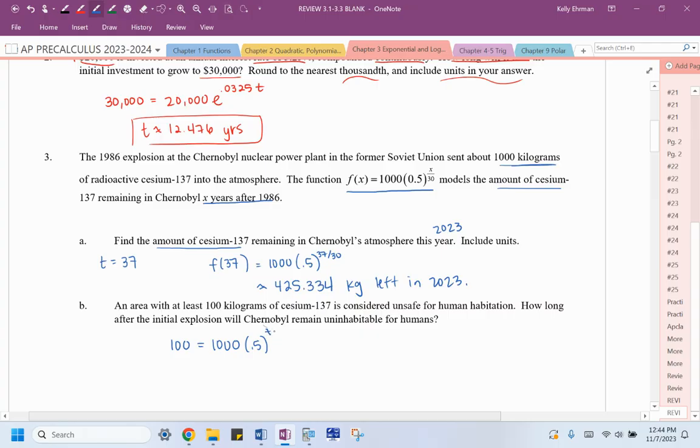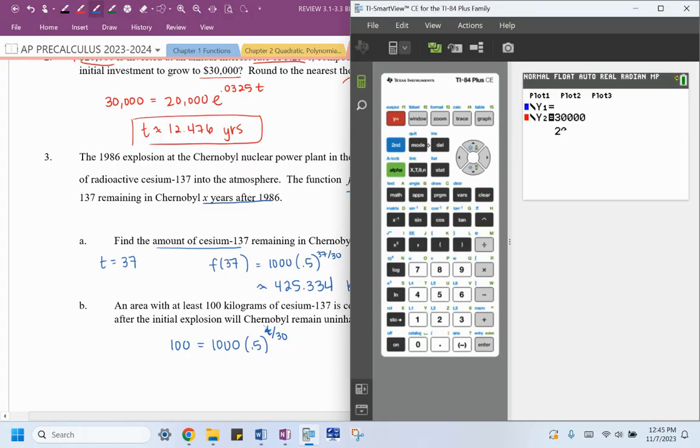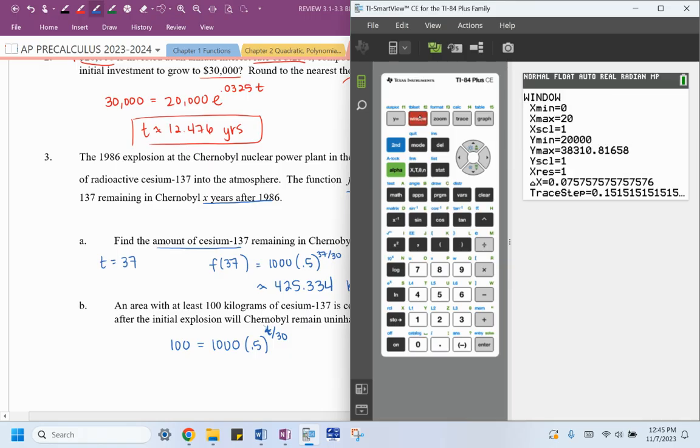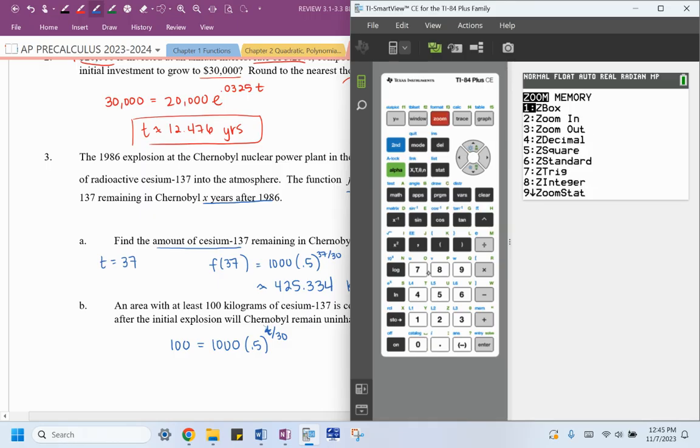So for our AP test, we would need to show some setup like this. And then if we're allowed to use a calculator, there's not really anything else to show. So I would, again, solve on my calculator. So 1,000 times 0.5 to the x over 30. You kind of have to guess at the window again. Now, when we put in 37, we were only at 425. So I could bump this out to 100 or maybe even 200 years would be good. And then I would zoom fit.